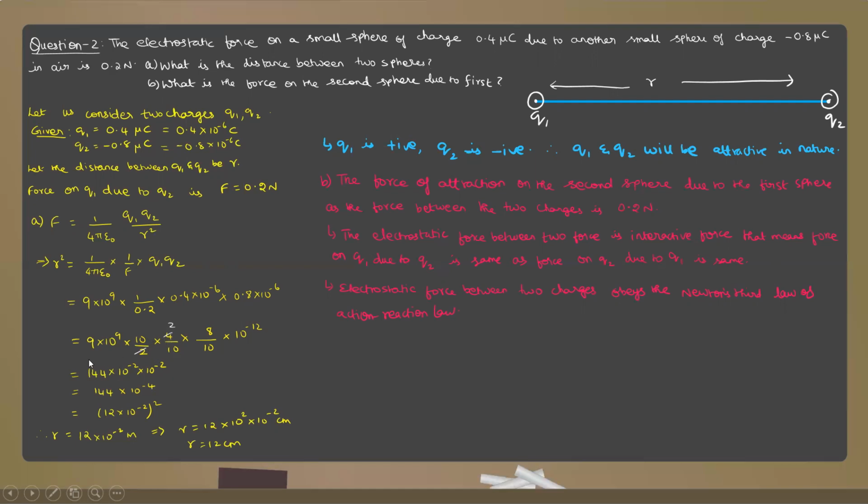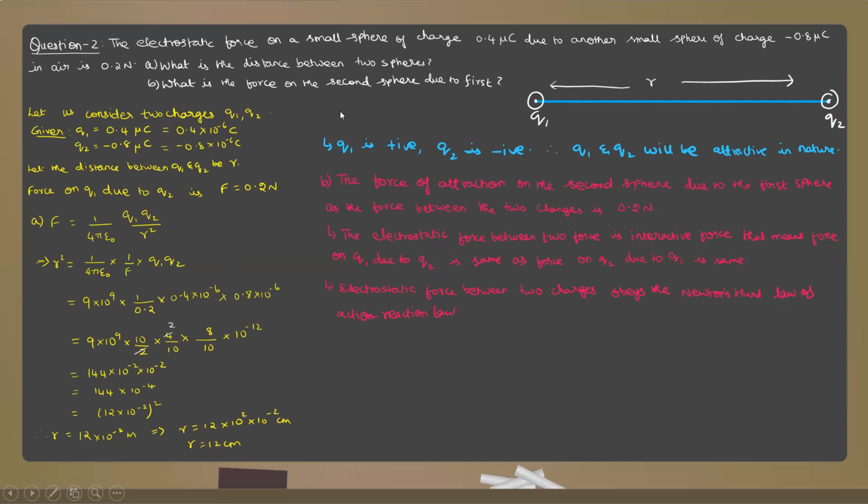On cancelling the other terms, the value will be 144. So 144 into 10 to the power minus 4. Since we need to find the distance, take the square root, it will be 12 into 10 to the power minus 2 meter. To convert to centimeter, multiply by 100, that is 10 square. So plus 2 minus 2 gets cancelled. We will get the answer as 12 centimeter.